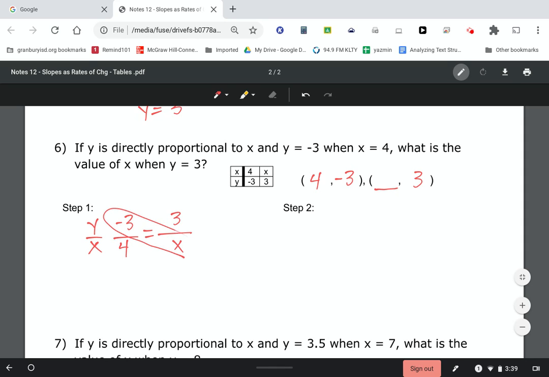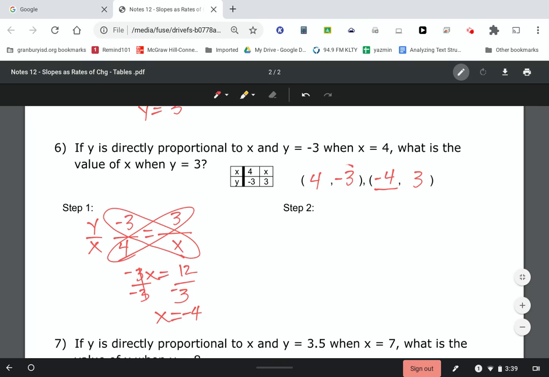In the second ordered pair, our y value is 3, but we don't know our x value. So here's where we can use the cross multiplication. Negative 3 times x is negative 3x. 4 times 3 is 12. Divide by negative 3, and x is equal to negative 4. So now we can come over here and put our missing x value of negative 4 in.